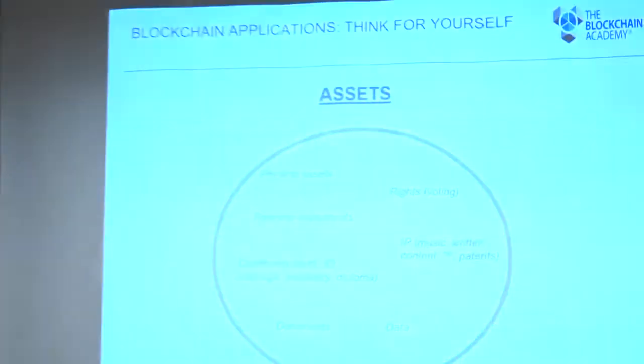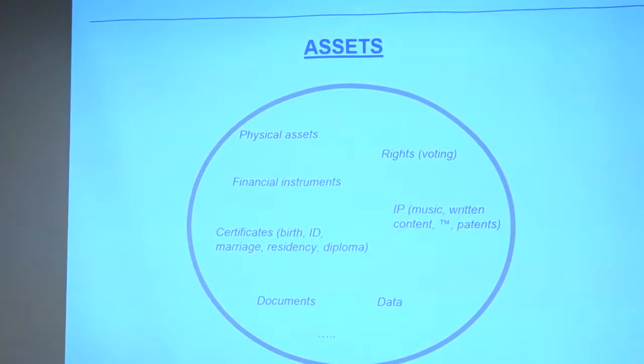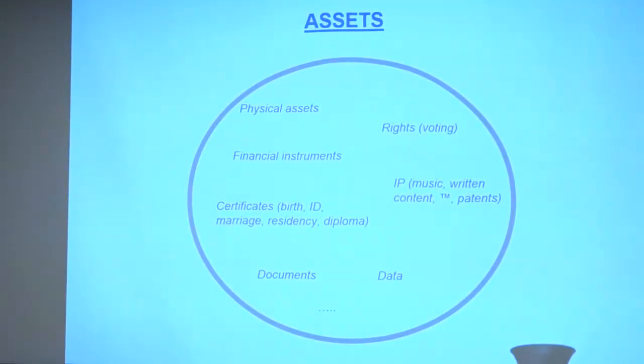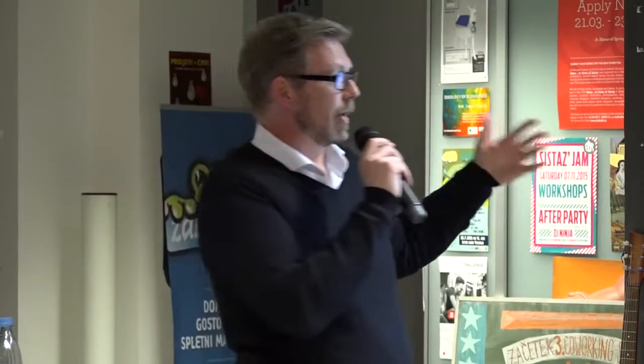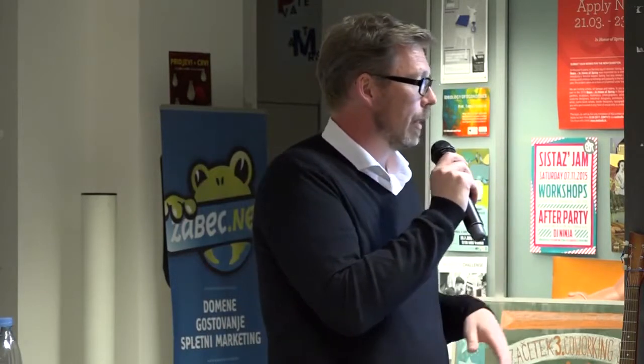Let's have a look at the second building block in the simplified, very simplified framework we are building together. The assets. What kind of assets can we put on blockchain? Anything. Anything that is representable in a digital form, and actually we can represent anything in a digital form, you can put it as an asset on the blockchain. So that could be physical assets, that could be rights, voting, corporate, societal. We can have financial instruments, we can have intellectual property, music, written pieces, written content, certificates, ideas, documents, data. And you can start adding yourself, okay?